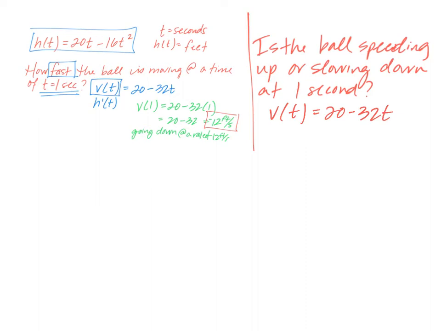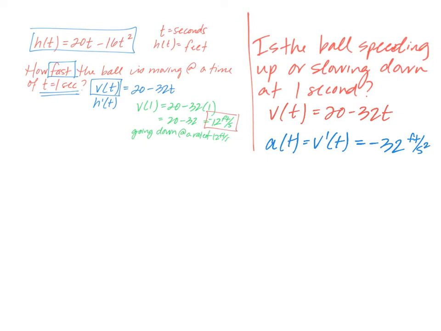Now, knowing that acceleration is the rate of change of the rate of change, I can find that by taking the derivative of the velocity function. So the derivative of 20 is 0 because that's a constant, and the derivative of negative 32t would just be negative 32. So in this problem, there's a constant acceleration, and my units would be feet per second squared.